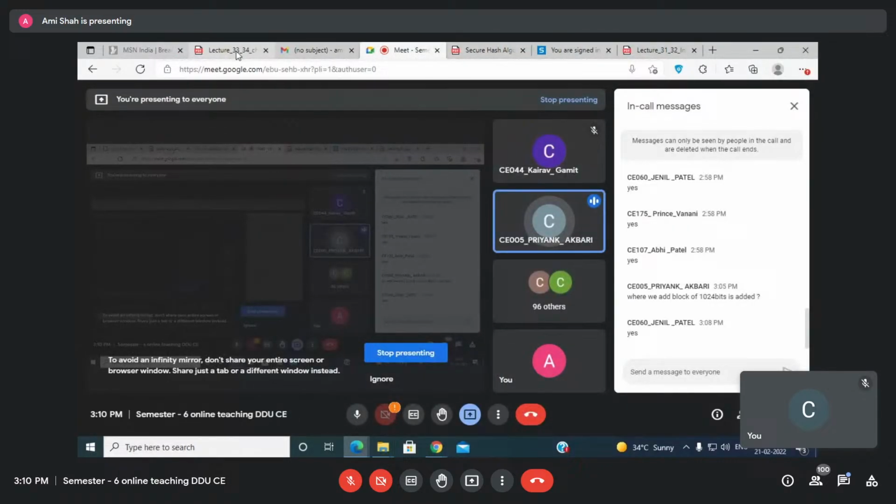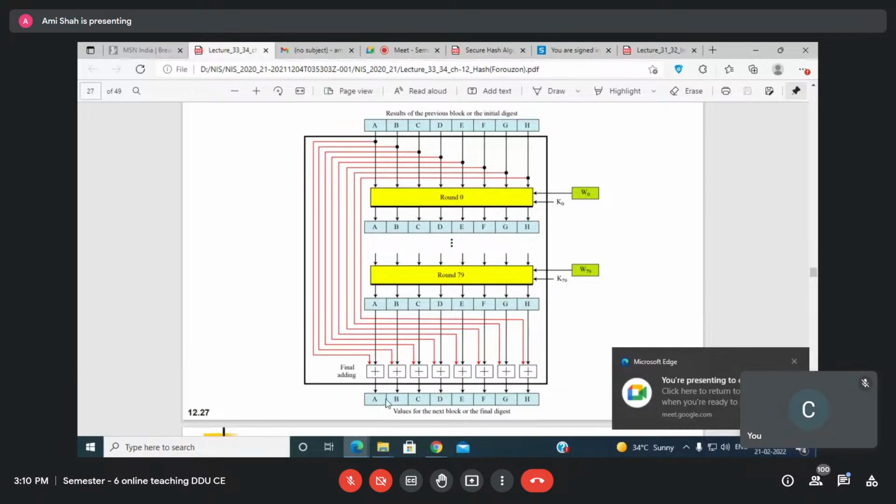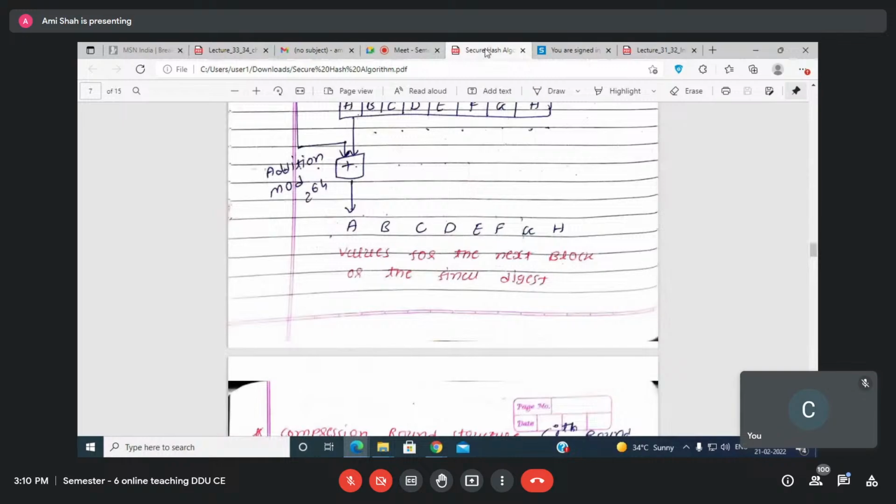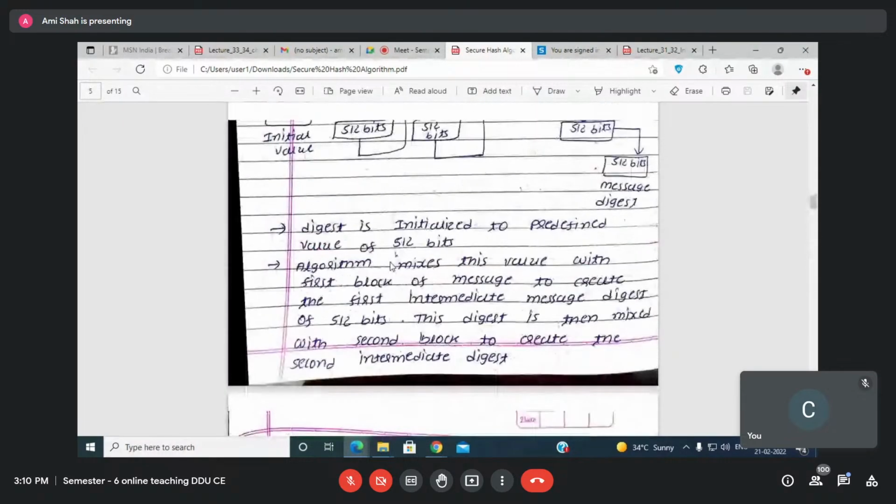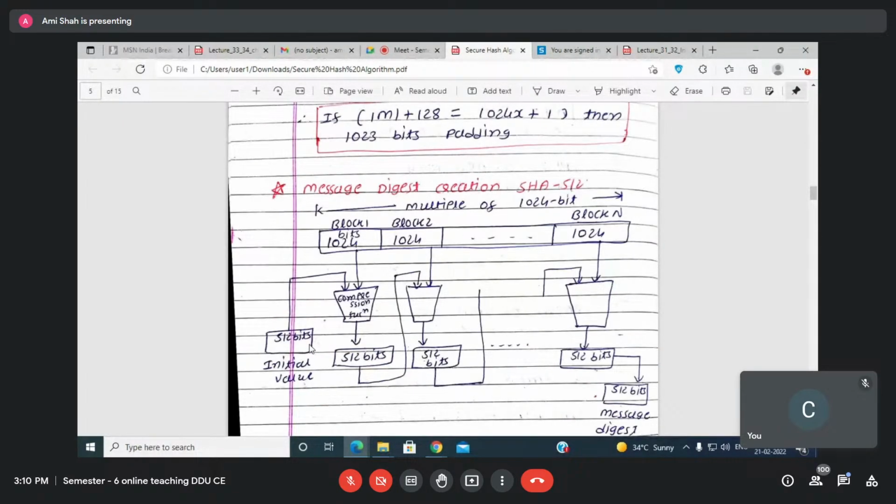The result of that final addition should be the input of that next iteration. Yes, see here in this case, Priyank, what happened.